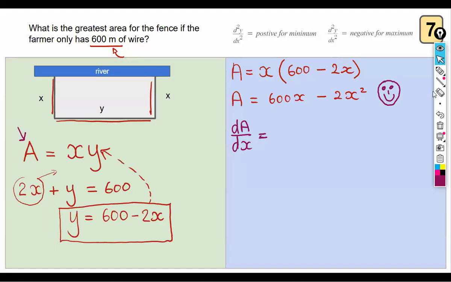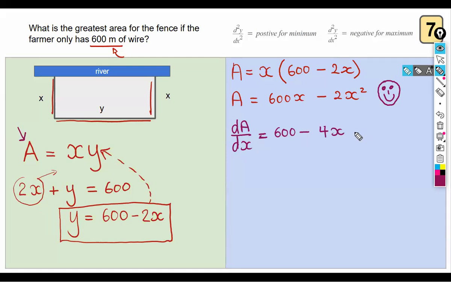When you differentiate this, you're going to get 600 minus 4x. If you didn't get it, resolve it. This was the differentiation we did on the first day of class. So we have just differentiated the Mr. Smiley.